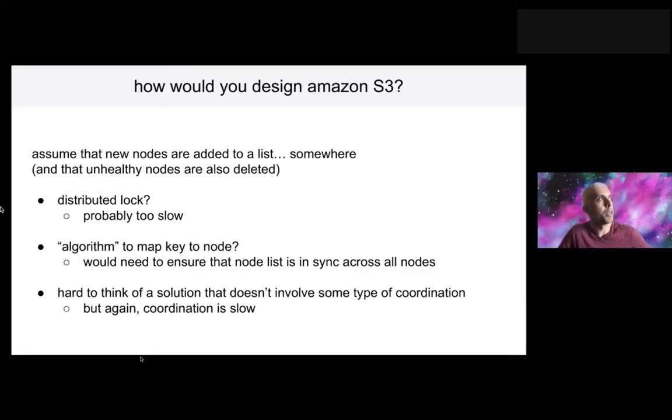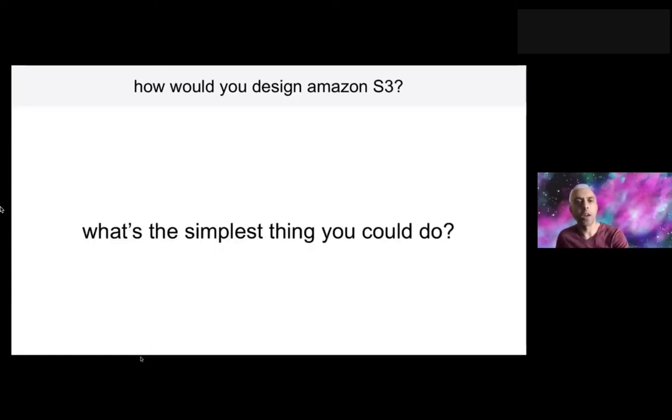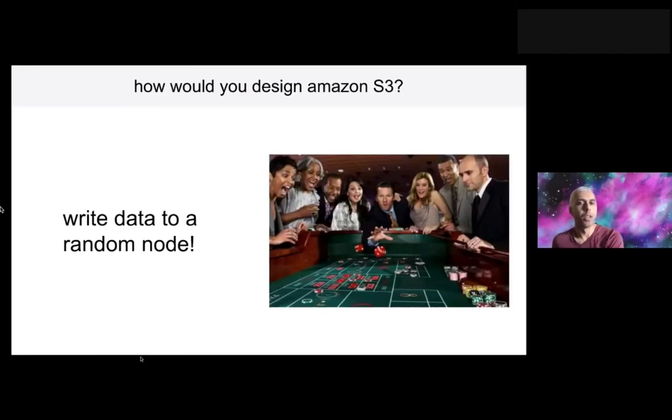It was really hard for me to think of a solution that didn't involve some type of coordination, and coordination is slow. So I was kind of stuck. And the interviewer asked me, he said, you're making good points, but you're thinking way too hard about this. What's the simplest thing you could do? And I really couldn't think of it. And he said, well, what's the fastest thing you could do? And I said, you could just write data to a random node. I mean, there's lots of flaws in doing it that way, but that certainly would be fast.